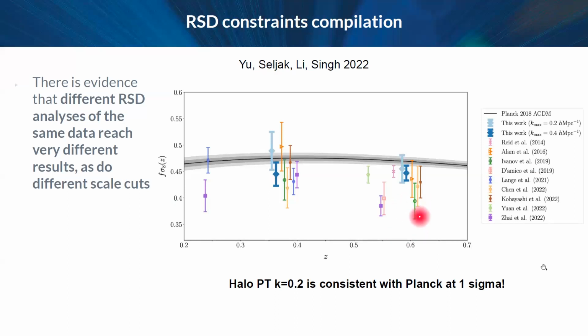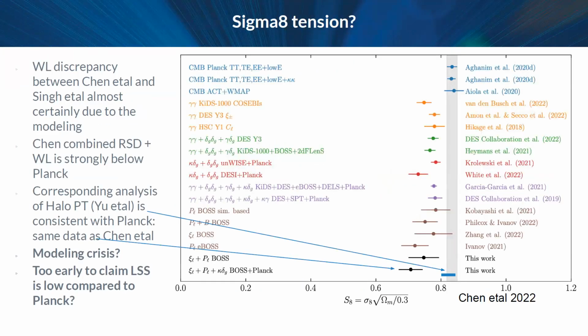claims in the literature that the amplitude is low from this kind of measurement, but they're also in complete disagreement with other measurements which claim that no, everything is consistent with Planck. So we still have a lot of modeling uncertainty here, and a lot of modeling issues that we have to address. My own conclusion from this would be it's too early to claim that the amplitude is low from these kind of measurements.